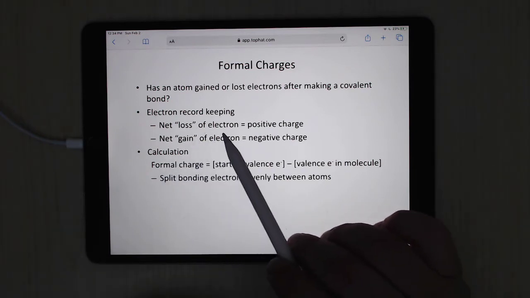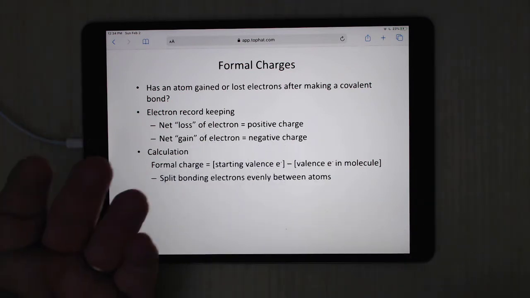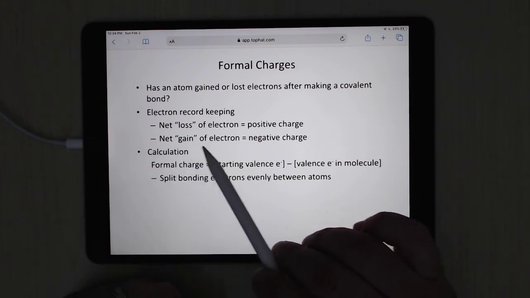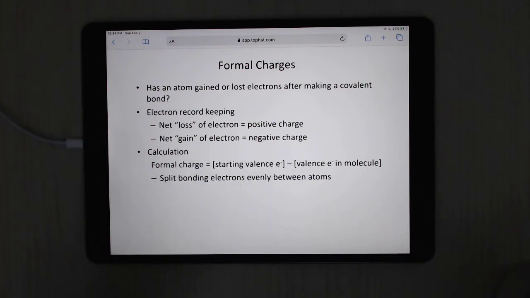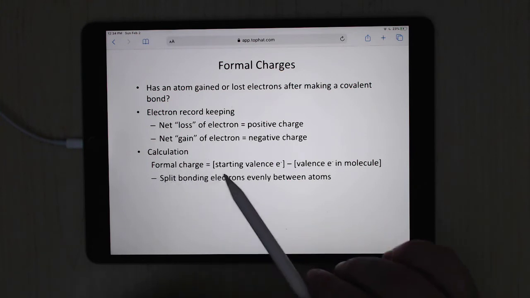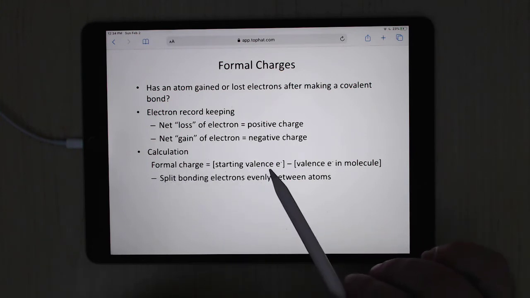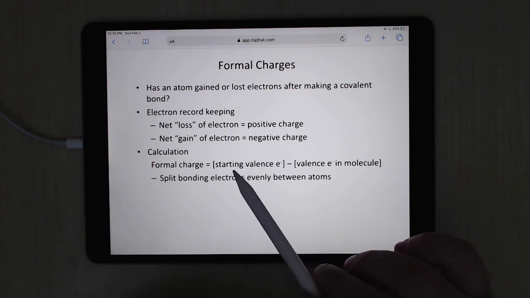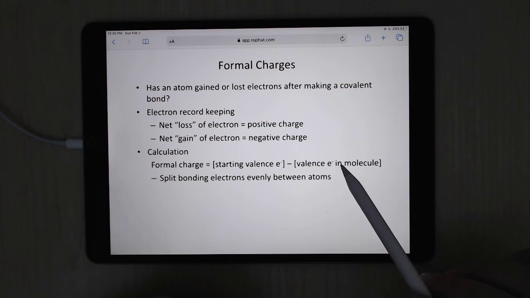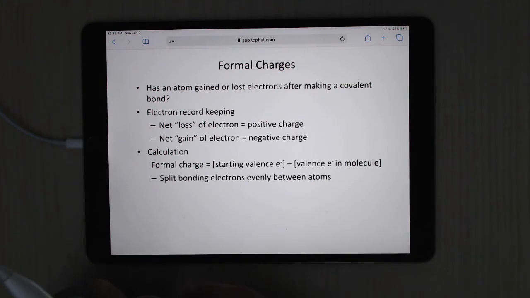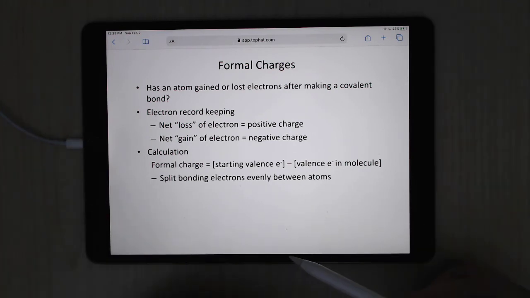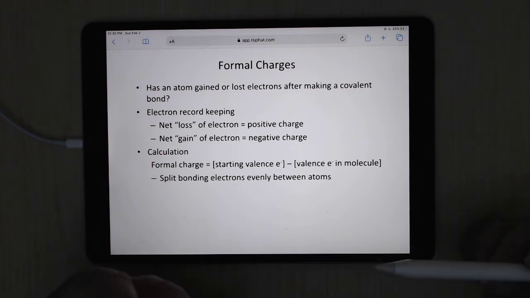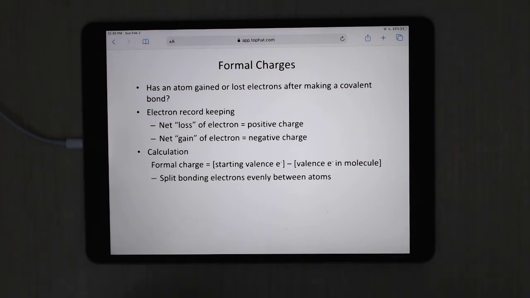So if you have a loss of an electron, you end up with a positive charge because you have an imbalance. If you have a net gain of electrons, you get a negative charge. You've added a negative charge in there. And so what the calculation would be is: what would the atom normally have on the periodic table? Where did it start? Minus where does it have now? So if it has 6 on the periodic table, but now it has 5, 6 minus 5. It's lost an electron, so it'd have a +1 charge, because it's formally lost an electron.